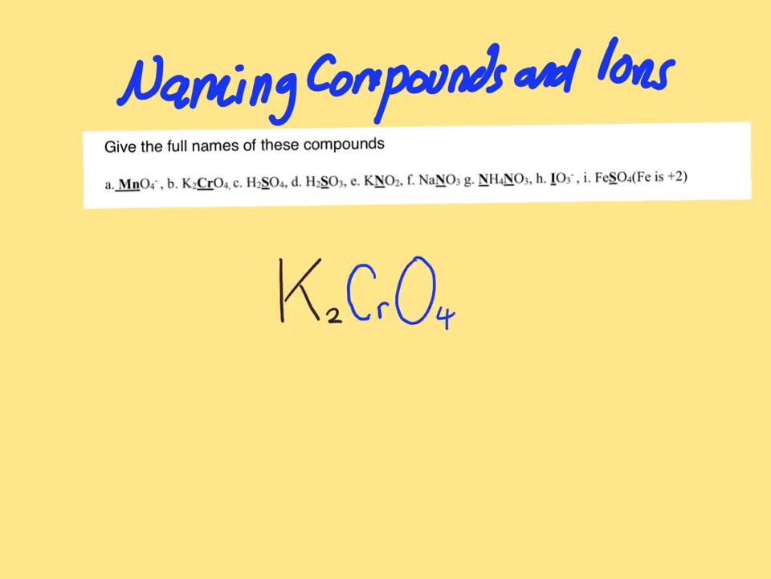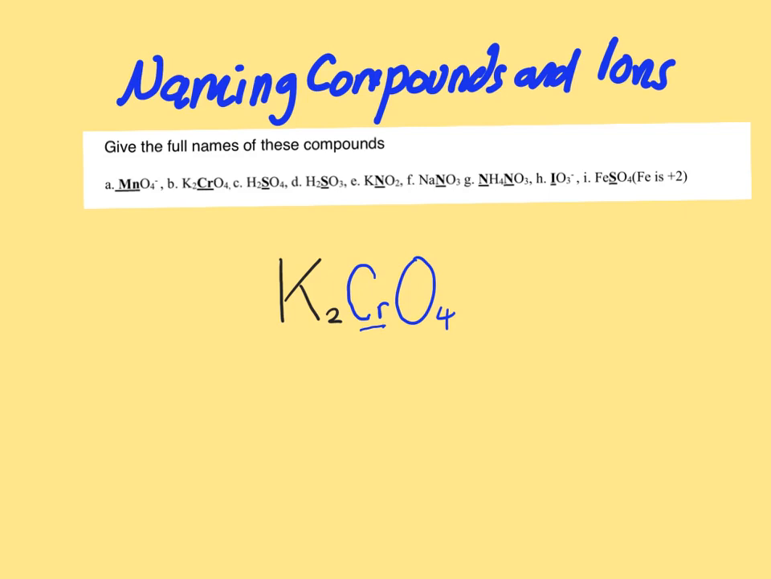This time we don't have an ion, we have a full compound. And obviously the element here is potassium, then we have chromium, and we have oxygen. And these two have fixed oxidation states, and therefore we're looking to find the oxidation state of the chromium. So we'll do that as normal.